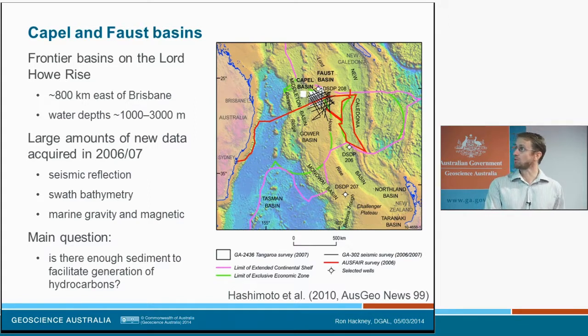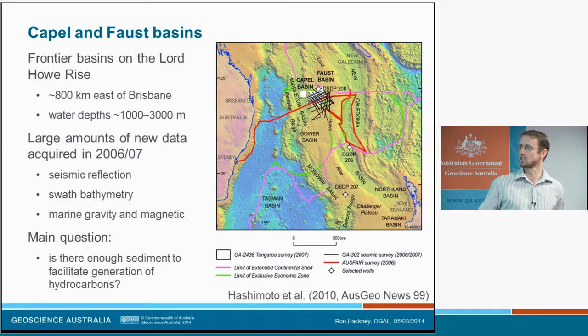So the Capel and Faust basins, we would consider them as very much frontier basins. They're a long way away, they're in quite deep water, we don't know much about them. But part of the work that Geoscience Australia did in the mid-2000s was that a lot of new data was acquired: seismic reflection data, swath bathymetry, marine gravity and magnetic data. So we had an opportunity to try and answer some of these key questions.